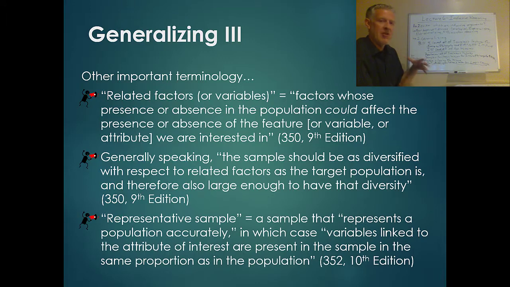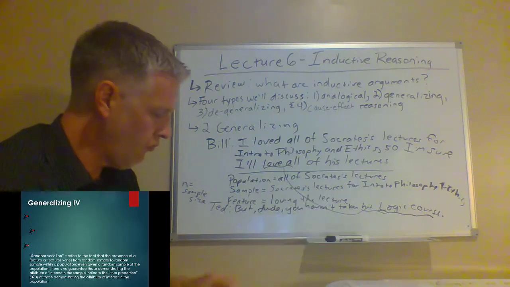So we're shooting for a representative sample, which, as they point out on page 352 of the 10th edition, is a sample that, quote, represents a population accurately. So it's going to have those related factors, or be just as likely to have all those related factors, as the population at large. As they point out, again, page 352 in the 10th edition, quote, variables linked to the attribute of interest are present in the sample in the same proportion as in the population.